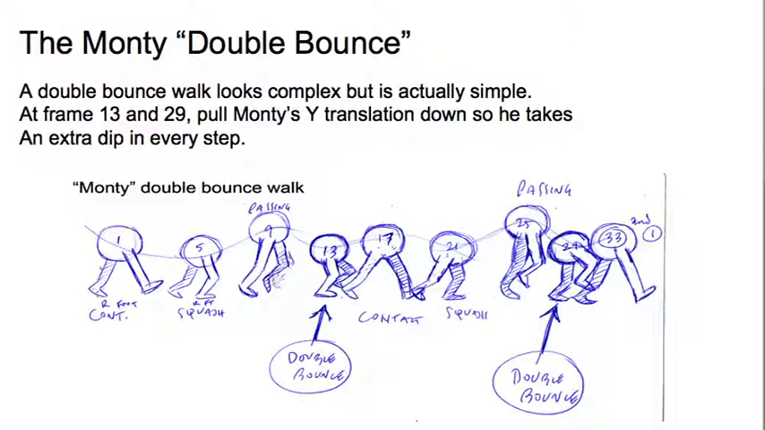Basically, what happens is Monty has an eccentric position on the up position. So at frame 13, we'd expect him to be up here, but instead of going up at 13, he goes down, and then up again at 17, down at 21, and then again at frame 29, instead of being up, we go down. You'll see Mickey Mouse do it in the old 1920s shorts. You go up, down, up, down, up, down. It's a nice little variation on a walk cycle, and very easy to do.